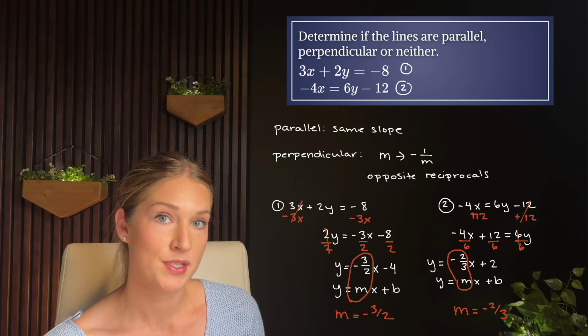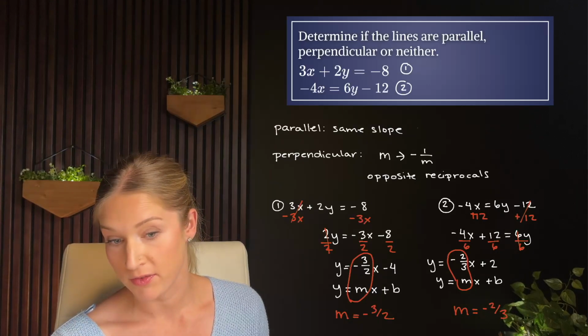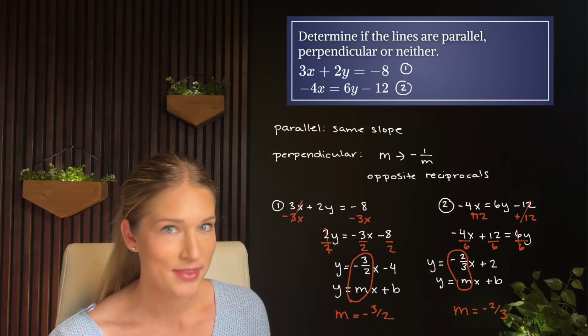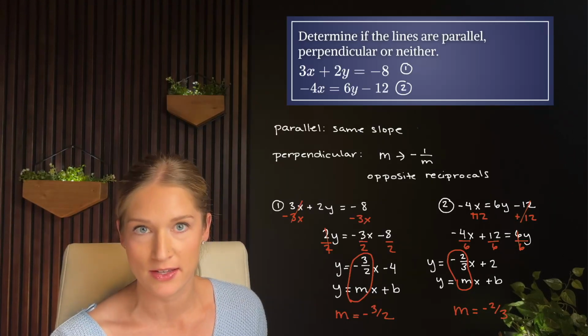So I'm looking to see, first off, is it parallel? Are the two slopes the same? The first one is -3/2 and the second one is -2/3. So no, they're not the same. They are not going to be parallel.